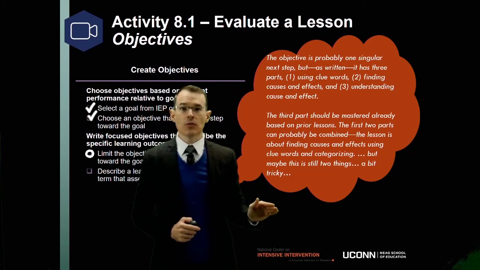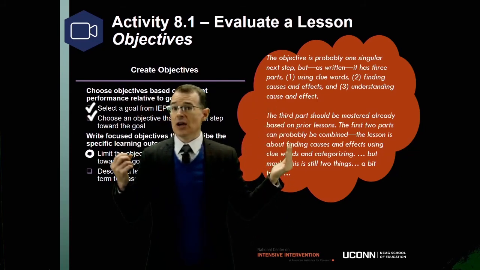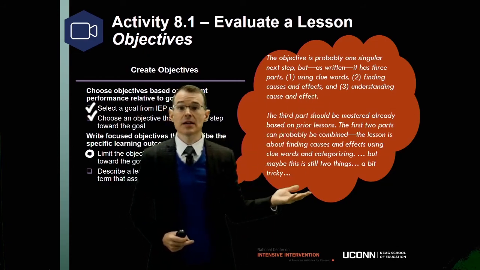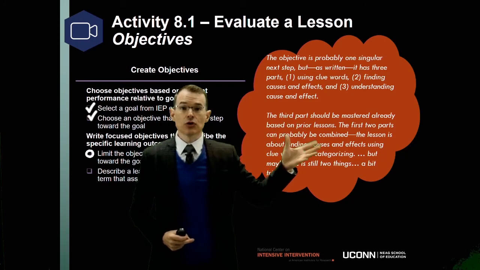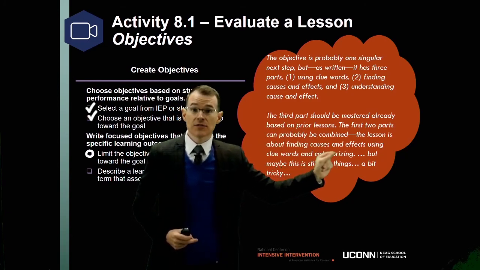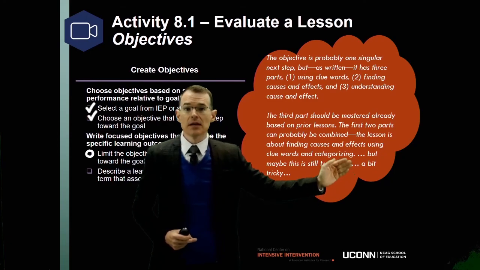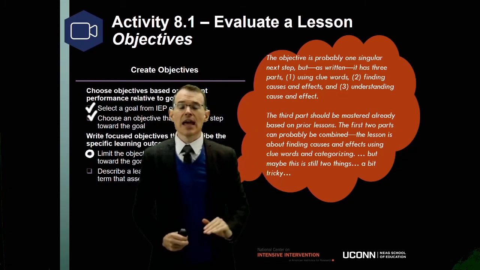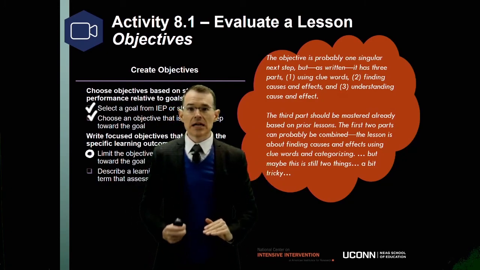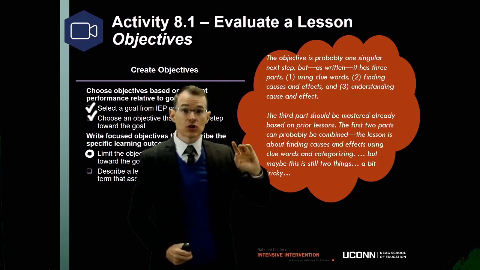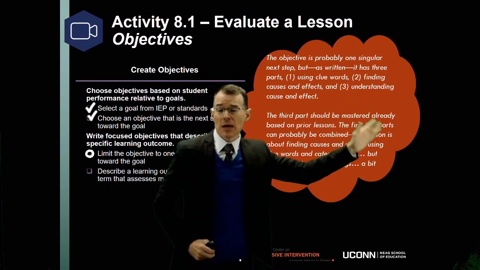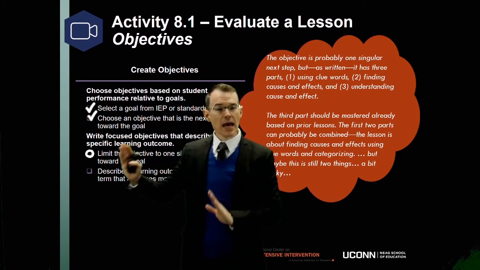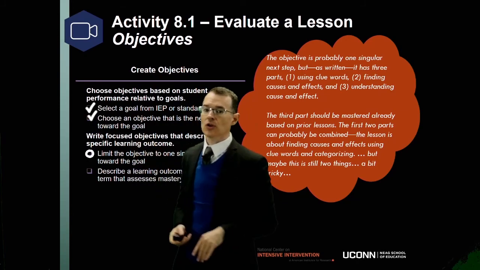Now, students should be able to already understand cause and effect because they already did that. And the first two parts, using the clue words and finding the cause and effects, should probably be combined because the lesson is about finding the cause and effects and clue words and categorizing them. But it could also arguably be two separate things, using clue words and finding cause and effects. But certainly, even though it's tricky, it's definitely not one objective. It's at least two, the first and the second together, and the third separately, which was something the students already knew. And even the first two maybe could be parsed out. So it's not totally wrong. I'm going to give it a circle because I'm not sure it's all the way there.